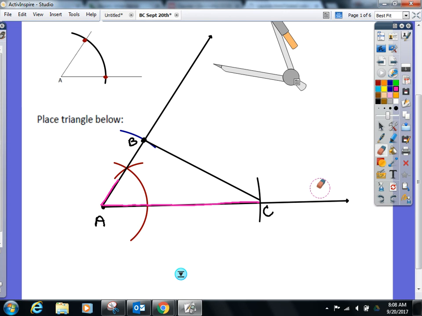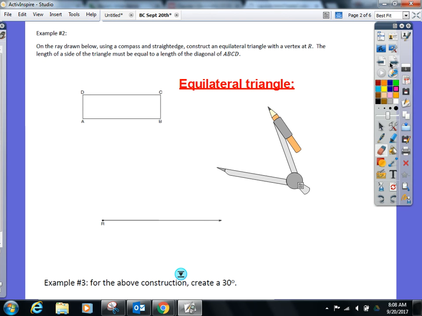Questions? All right, let's go. You guys know where all these are too, if you need to go back and take a look. Go ahead, read through example 2. I don't want to read it for you.